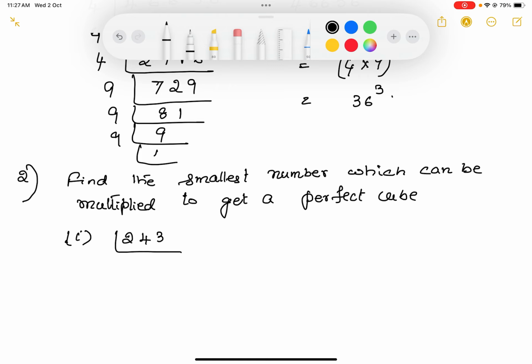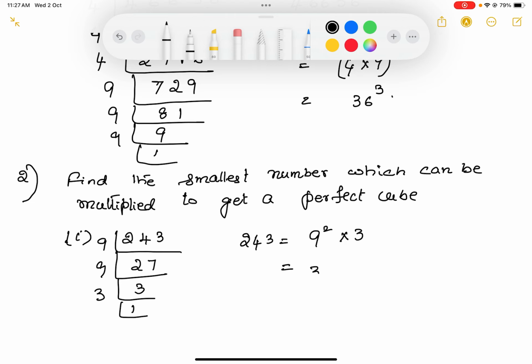Again, like prime factorization only, you do. 2 plus 4 is 6, plus 3 is 9. 9 is divisible by 9, so I can directly divide by 9. So 9 2s are 18, 63 means 9 7s are 63. Now again 9 3s are 27 and 3 1s are 3. So you can write 243 as 9 into 9, that is 9 square, multiplied by 3.